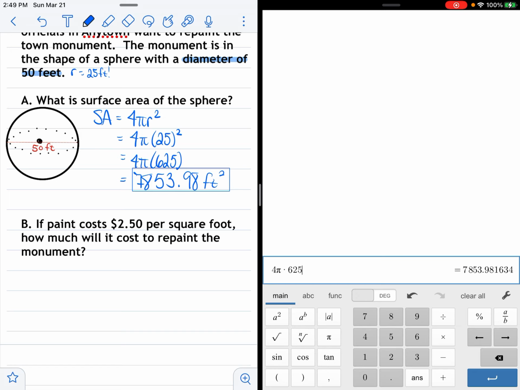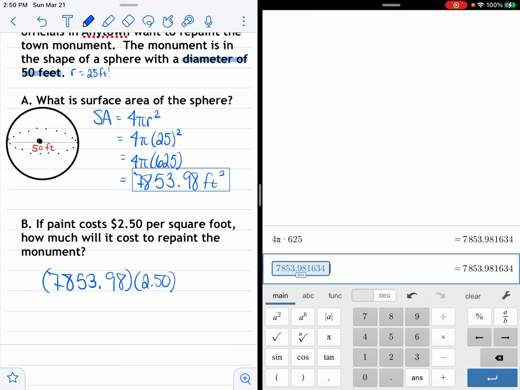Okay, so for this part of the problem, all we have to do is take 7,853.98 and multiply that by 250. So I'm going to take my previous answer, multiply that by 250. And I get a final amount. The final total is $19,634.95. And ladies and gentlemen, that's just how we do some extensions of these volume and surface area problems.